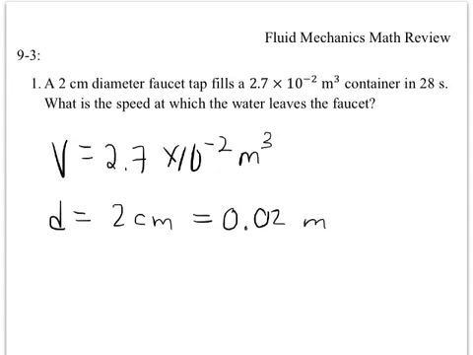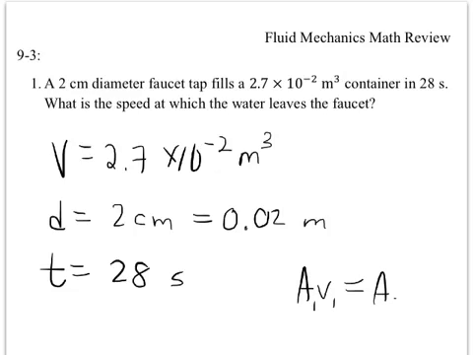How about the time? What's the time, everybody? 28 seconds. So some of you are like, yeah, we never used time. Sure, we didn't yet. But that doesn't mean you can't. Look at the continuity equation. What does the continuity equation say? Jeff? A1 v1 equals A2 v2. Yeah. Fluid flowing in a pipe has a constant volumetric flow rate. That's a lowercase v, by the way. Velocity.